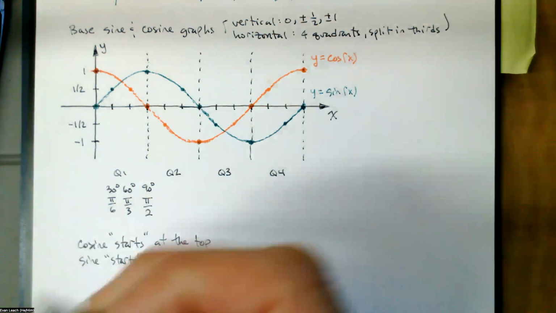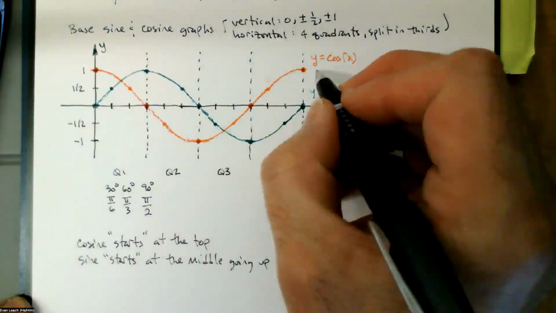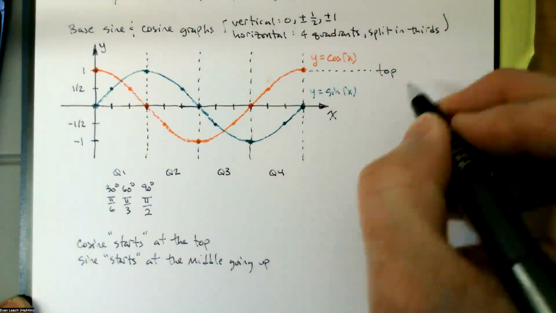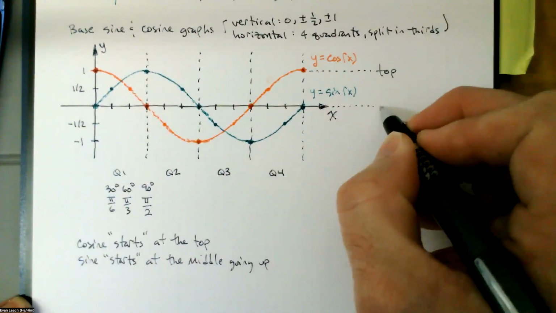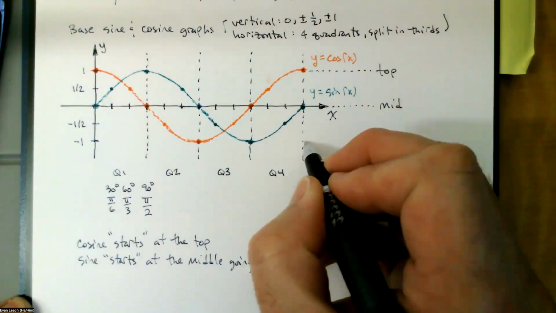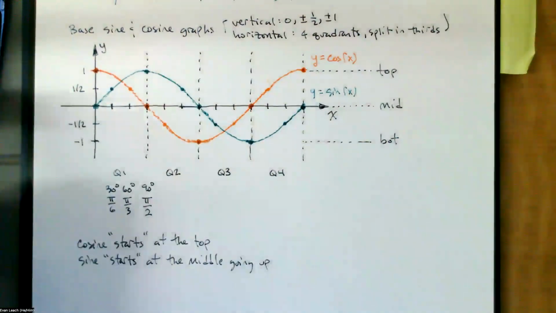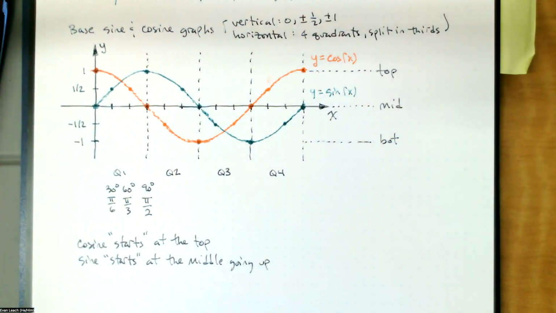So I'm going to refer to this up here as the top. Here in the middle as the middle. Down here at the bottom, I'm going to refer to as the bottom. The graphs only interact with the top and the bottom by bouncing off and going the other direction. But the graphs interact with the middle in two different ways. There's two kinds of middle, the middle going up and the middle going down.